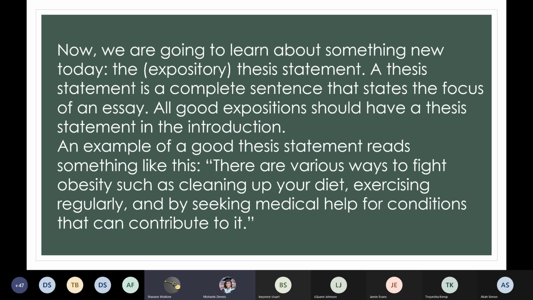All right, so let's look at this example here. Mrs. Dennis, could you read this example of the thesis statement for me, please? Okay, an example of a good thesis statement reads something like this: There are various ways to fight obesity, such as cleaning up your diet, exercising regularly, and by seeking medical help for conditions that can contribute to it. I will read it again. There are various ways to fight obesity, such as cleaning up your diet, exercising regularly, and by seeking medical help for conditions that can contribute to it.